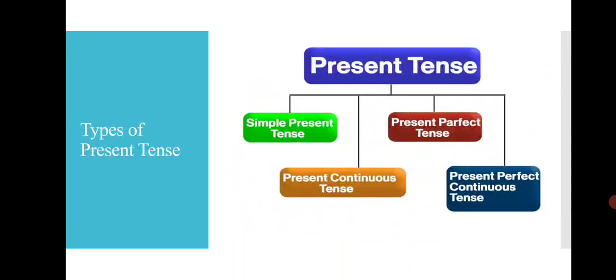And there are similar types of present tense. Present tense is broadly classified into 4 types, and the types of present tense include simple present tense, present continuous tense, present perfect tense, and present perfect continuous tense. As with the types of tenses, present tense is also classified into 4 types. They are simple present tense, present continuous tense, present perfect tense, and present perfect continuous tense. Now we shall elaborately discuss this in detail.